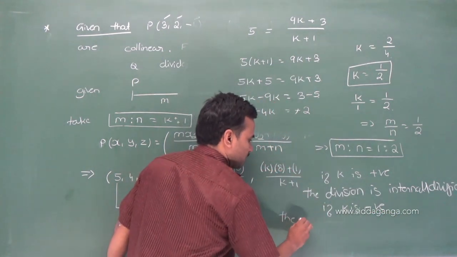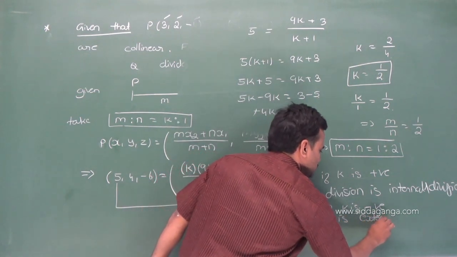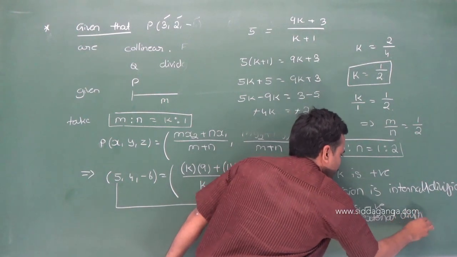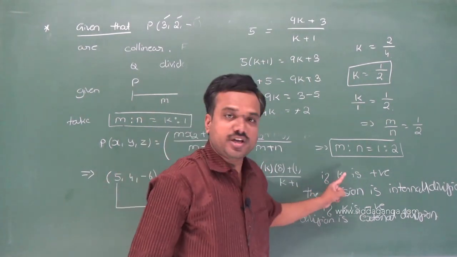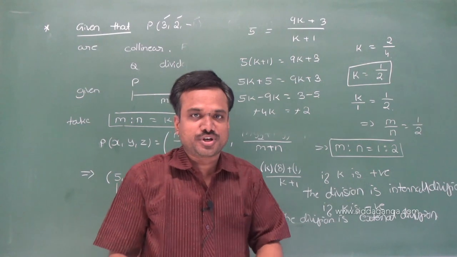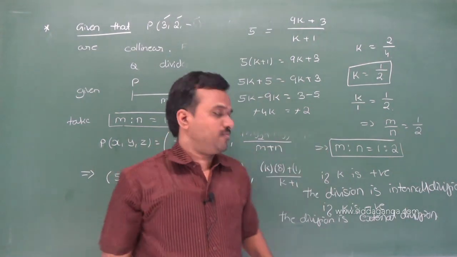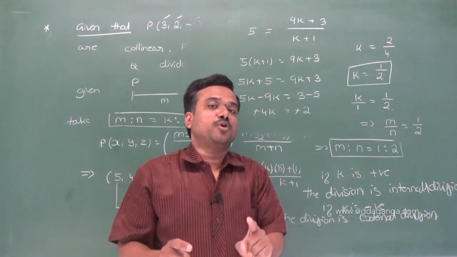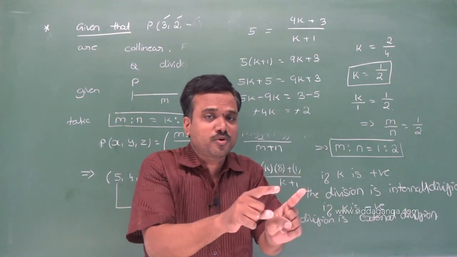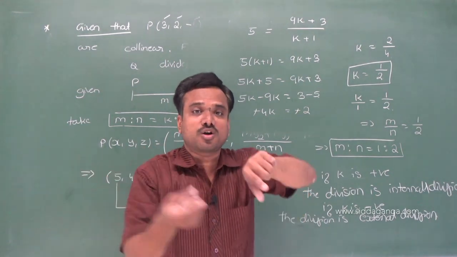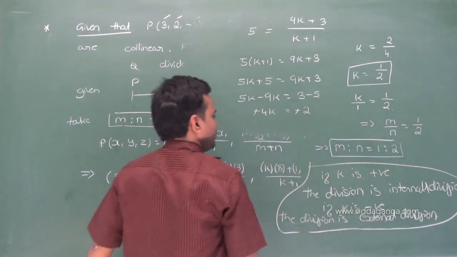if k is negative, the division is external division. The division is what? External division. If k is positive, the division is internal division, which means this point lies inside of AB. If k is negative, very important point, the division is external division. That means the point Q lies outside of AB or outside of BA. This is very important. These two notes are very important.